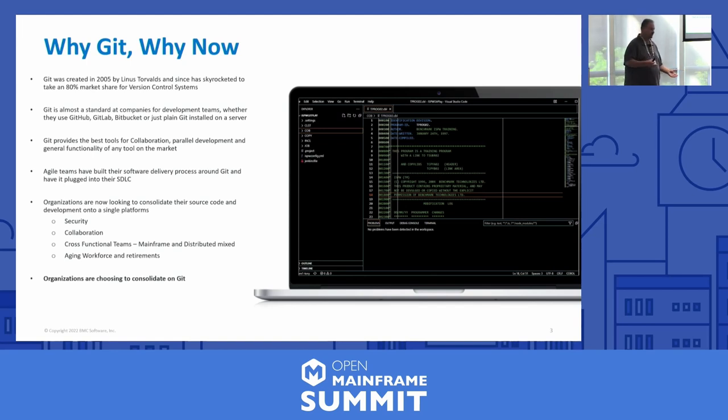What they want is Git. That's why it's 90%+ adopted throughout the industry. Organizations are also looking to consolidate their code onto a single platform.